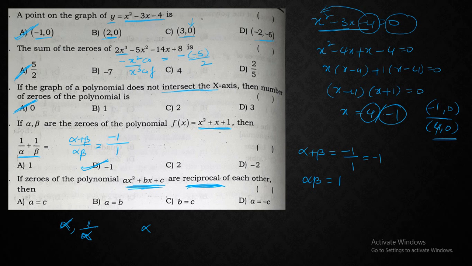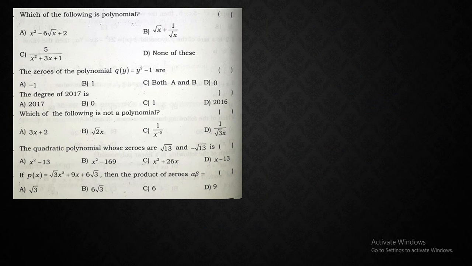If I take the product of zeros, alpha into 1 by alpha is equal to, what is the value? Constant by x square coefficient, so c by a. So here alpha I can cancel. So from this, what I can say, c is equal to a. So option 1 is my answer. So do remember this: in a quadratic polynomial, if he says the zeros are reciprocal to each other, then the x square coefficient is equal to the constant. Right?